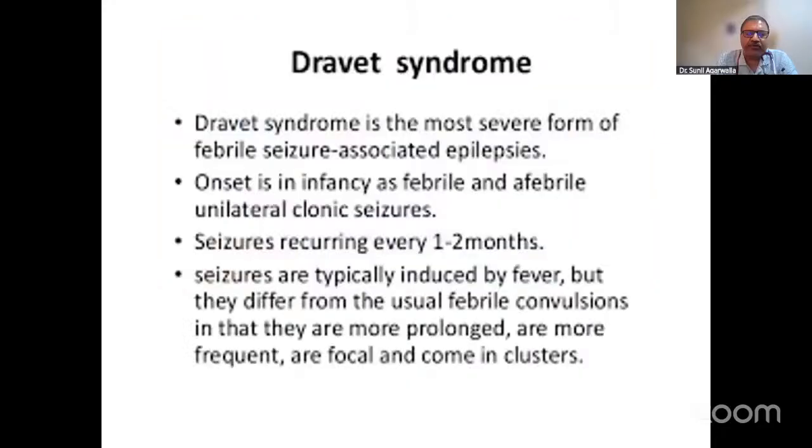Dravet syndrome is the most severe form of febrile seizure associated epilepsy. Onset is in infancy as febrile and afebrile unilateral clonic seizure. Sometimes you can get focal seizure. Seizures recur every 1 to 2 months, even every day also. Seizures are typically induced by fever, but they differ from the usual febrile convulsion in that they are more prolonged, more frequent, focal, and come in clusters.